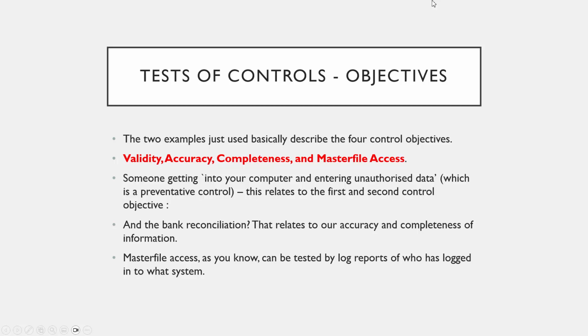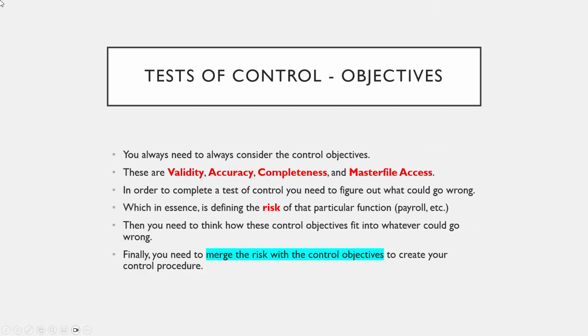So as I said, in order to complete a test of control, you always need to consider validity, accuracy, completeness: those are 3 eggs, and the master file access is our nest. So what you're effectively looking at is what could go wrong. We've been speaking about this: payroll function, somebody could add an extra zero to their bank account. And then what's our control objective? To ensure that the master file access is going to be preventative to someone adding an extra zero to the payroll function.